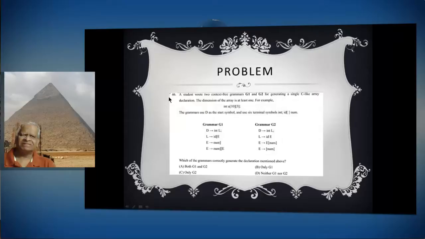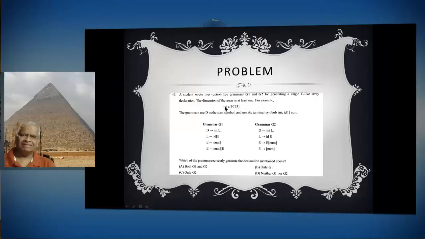Here is the problem, question 46. It says a student wrote two context-free grammars G1 and G2. We can ignore the student and say we have two context-free grammars G1 and G2. They generate a single C-like array declaration. The dimension of the array is at least 1. Here is a sample declaration.